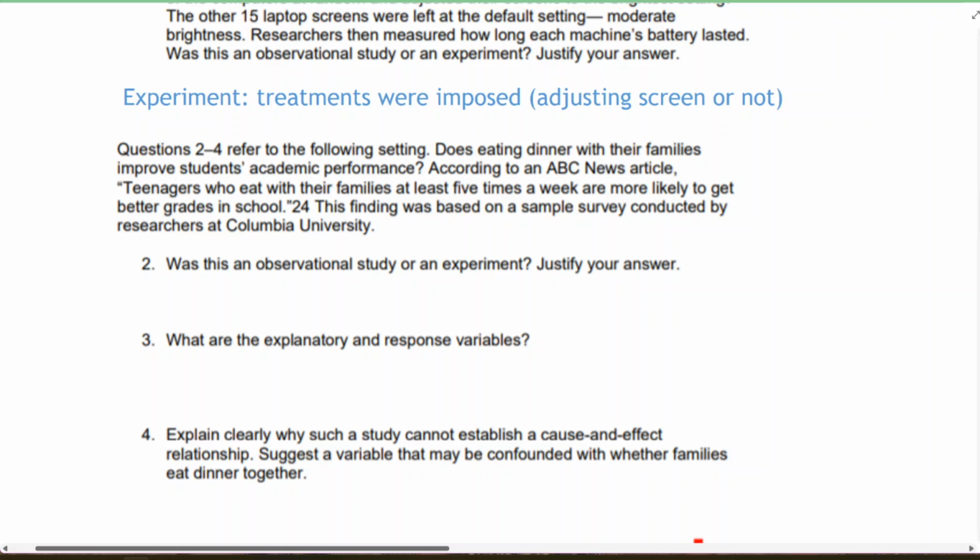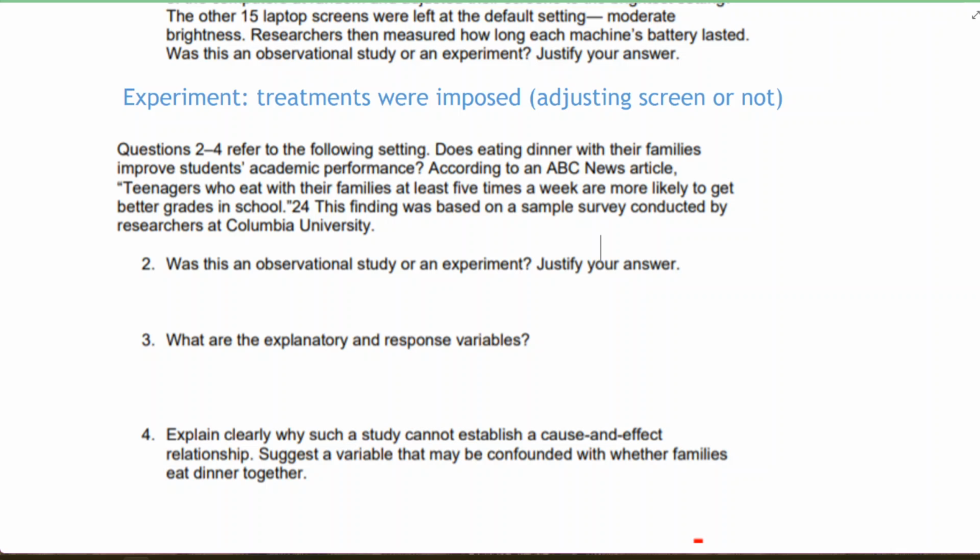Okay, so was this an observational study or an experiment? Let's try to dissect this a little bit. What are we measuring here? We're measuring grades. So grades are the response variable. Okay, who is getting the treatment here? It looks like the teenagers are the ones who are split into groups, I should say, although not really split into groups, for reasons we'll talk about later.